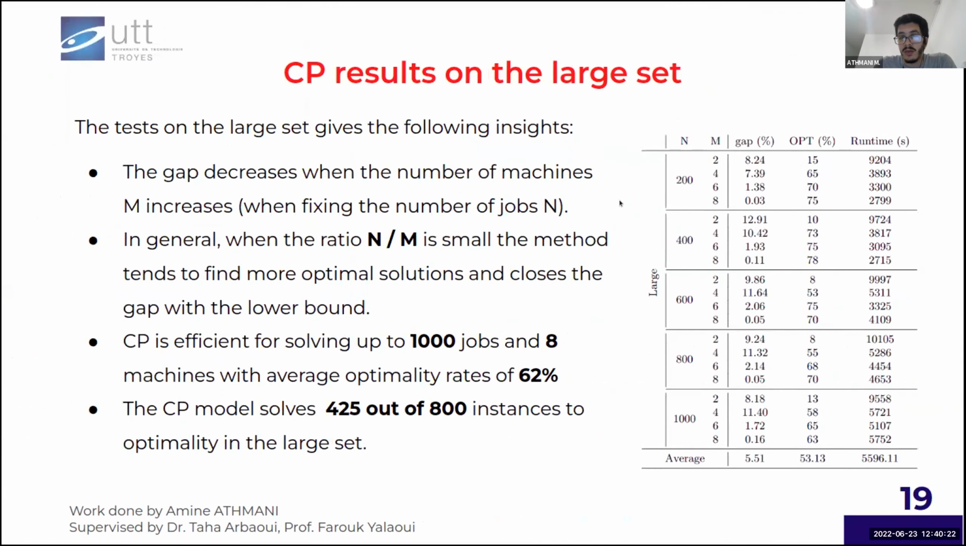For the large instances, which is really surprising, we prove optimality for 53%. And for very large instances of 1,000 jobs and 8 machines, we have up to 63-65% of optimality, and also satisfying results in terms of the gap. The same remark still holds for the N over M ratio. Here, 425 instances were solved.